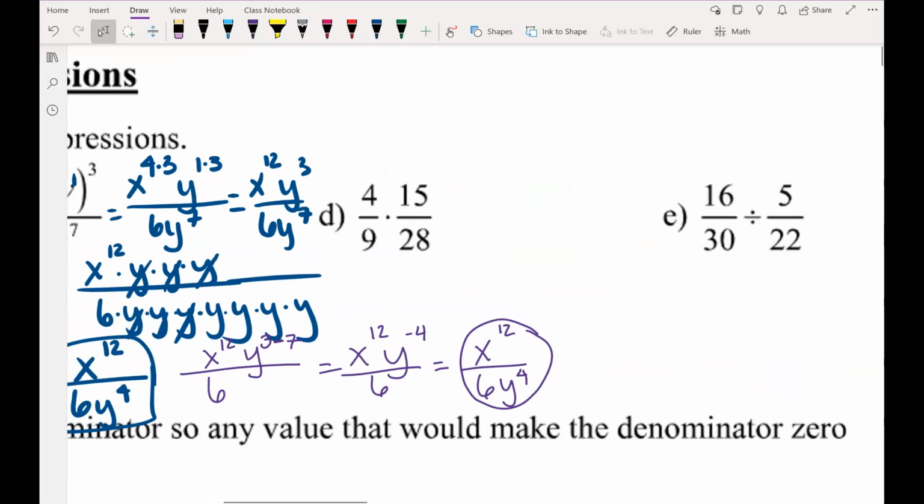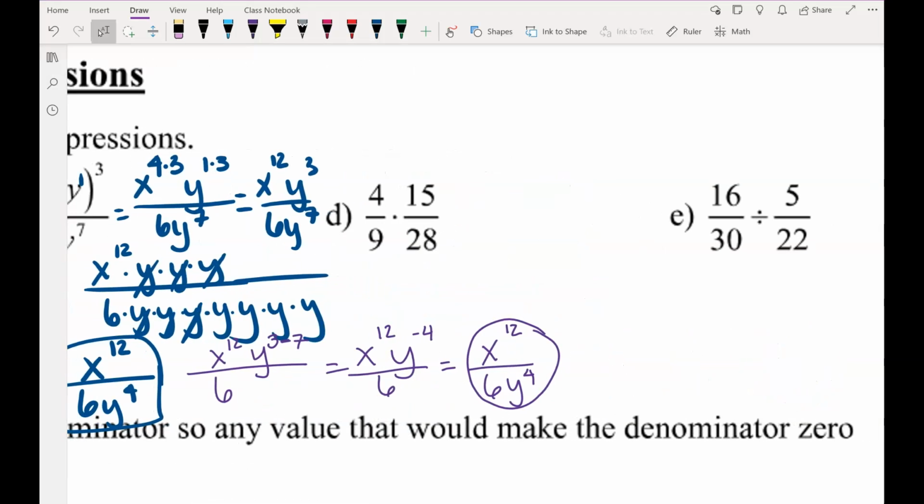Let's do letter D. All right, 4 over 9 times 15 over 28. Well, guys, before you multiply, reduce it when you can. So 9 and 15, they both have factor 3 in common, so we are going to divide both by 3. So this is now 3. 15 divided by 3 is 5. Now 4 and 28, well, as you know already, 28 divided by 4 is 7. And 4 divided by 4 is 1.